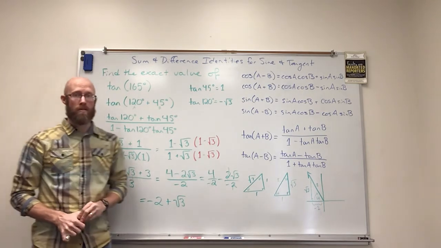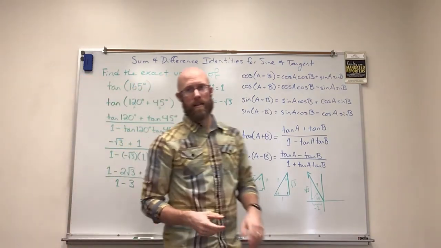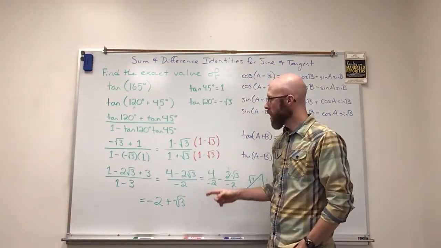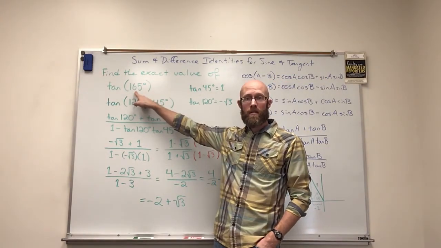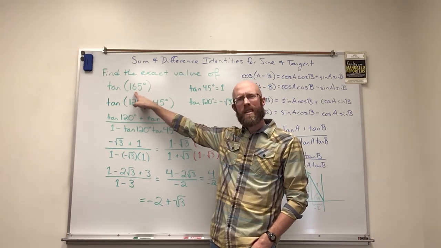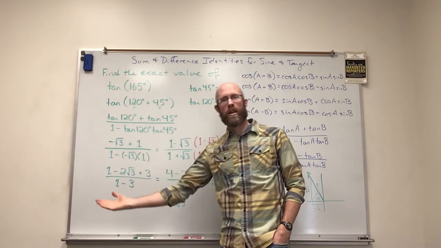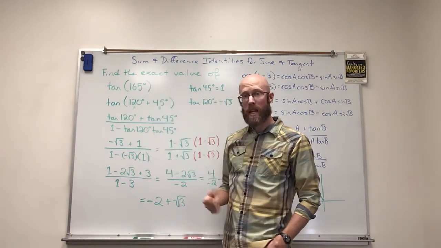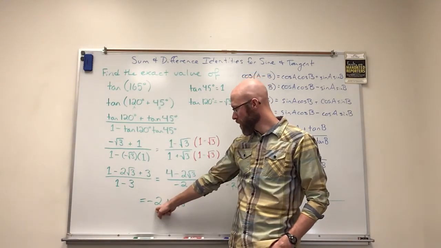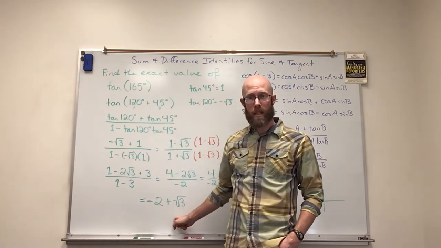Now I can verify that on a calculator, just to give you an idea that that's not just me making stuff up, right? The tangent of 165, well, 165 is a second quadrant angle, right? It's over in the second quadrant. It's not quite down to 180, but it's bigger than 90. So it should be negative, okay? What you'll find is that 2 is bigger than root 3, so the negative will dominate here. This value will be negative.